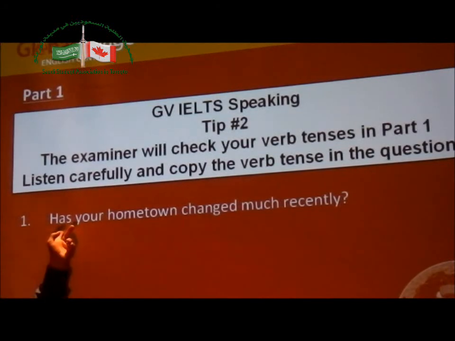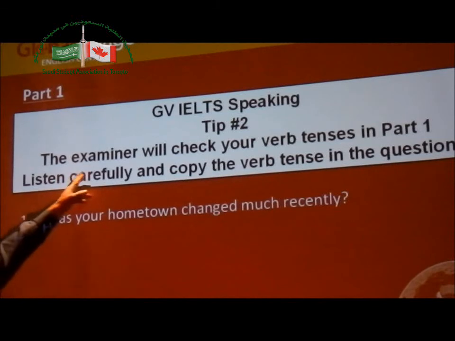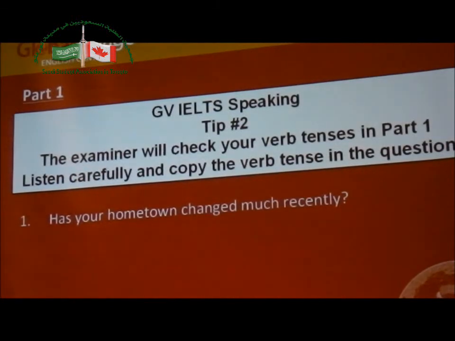What type of job would you like to have in the future? This is asking about the future. So you'll actually see them ask many questions of all different time periods, and they're going to be checking your verb tenses. Make sure you think about whether they're asking about the past, present, or future, and use the correct tense.